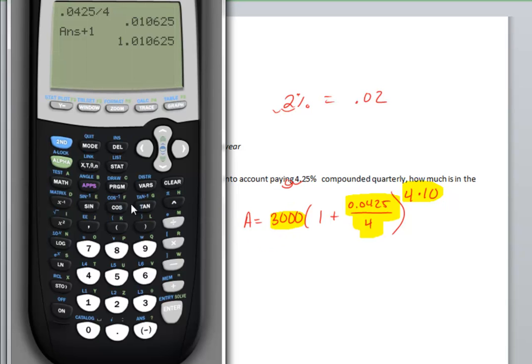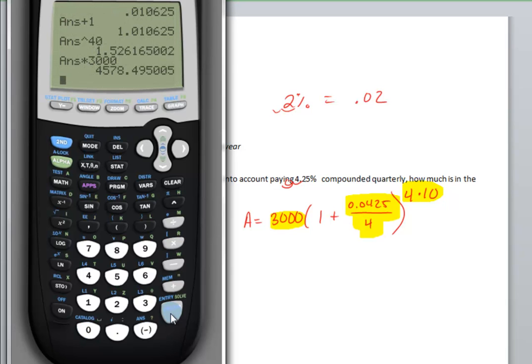So raise that. If I click second answer, and then raise to the 40th power, now I'm going to get a big long decimal, right? And the calculator's rounding it off to there, so I leave it in. And then multiply times 3,000. 4, 5, 7, 8, 50, basically. Round up to the nearest cent. The 5 rounds this up to a 10, which rounds that to a 5, right? So 45, 78, 50.